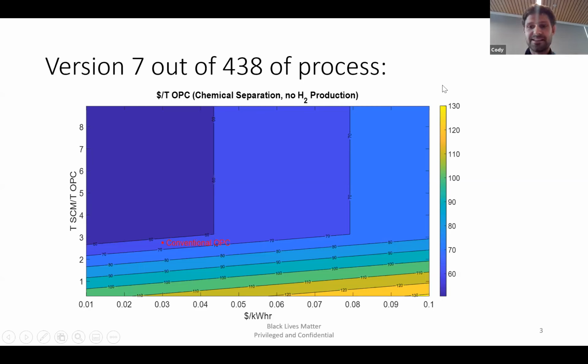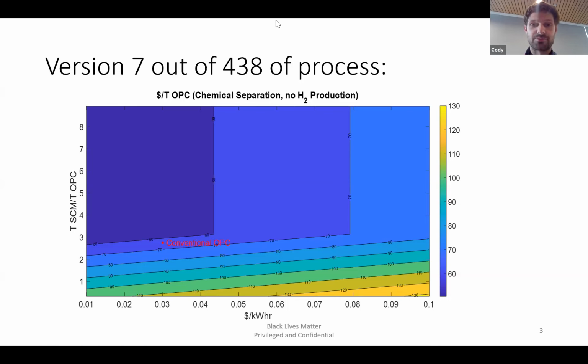The Z-axis is the dollars per ton of ordinary Portland cement. That's the production cost of ordinary Portland cement today. It's what we're trying to sell. And then on these axes are tons of supplemental cementitious material sold per ton of ordinary Portland cement, and dollars per kilowatt hour. These are just parameters of how we could tweak our process.